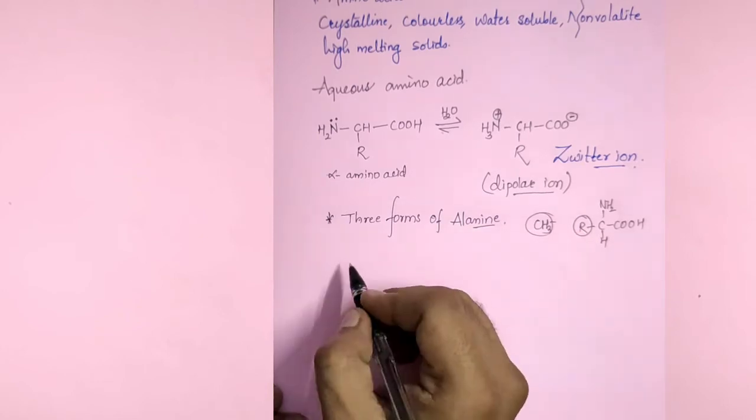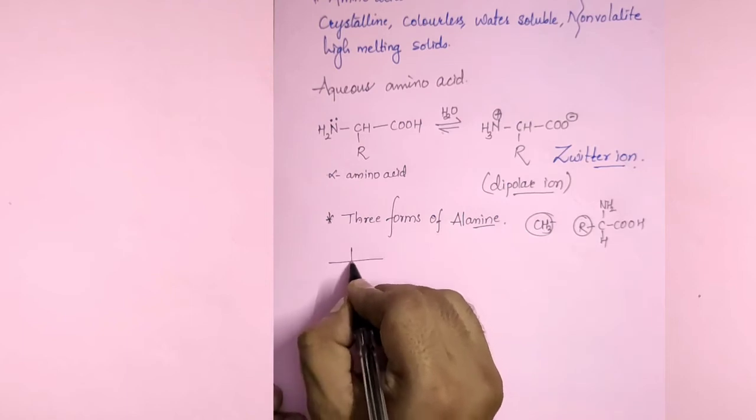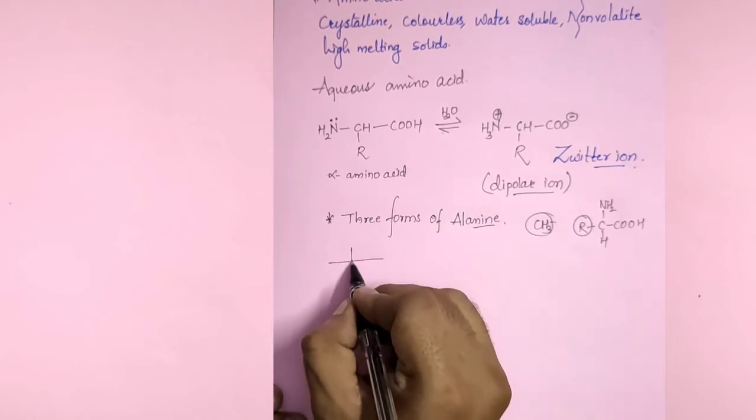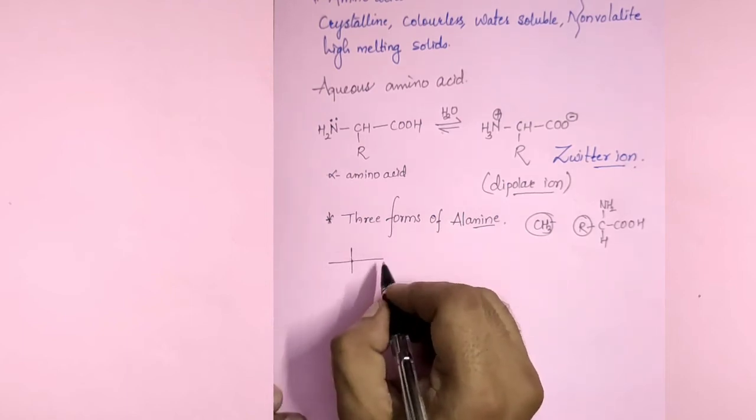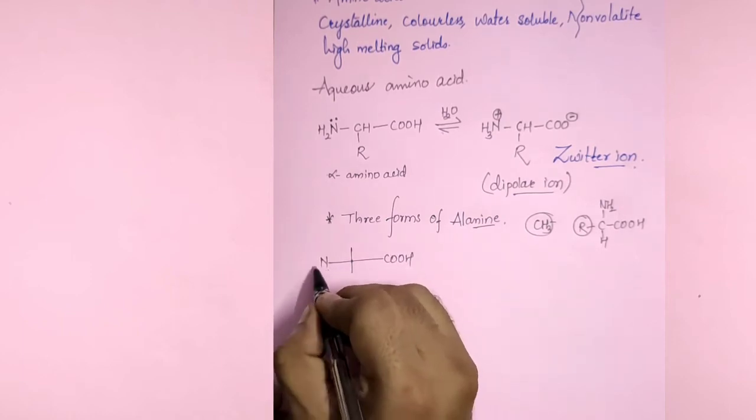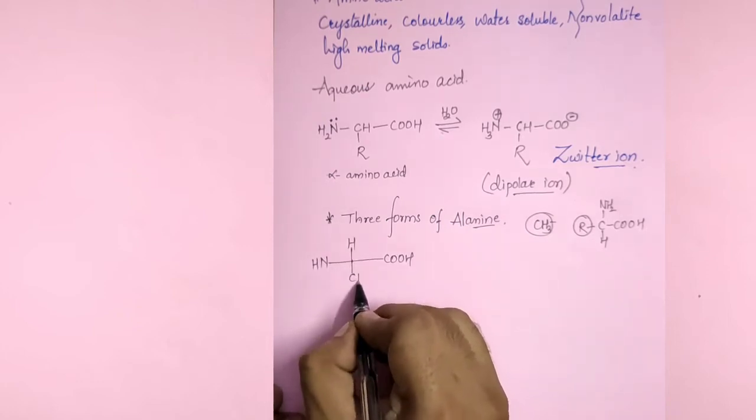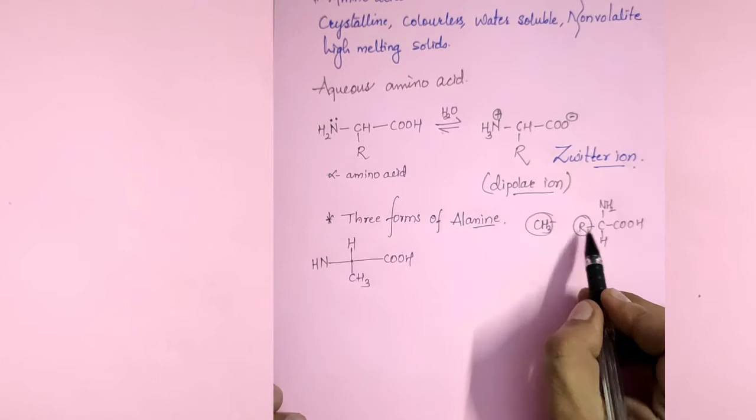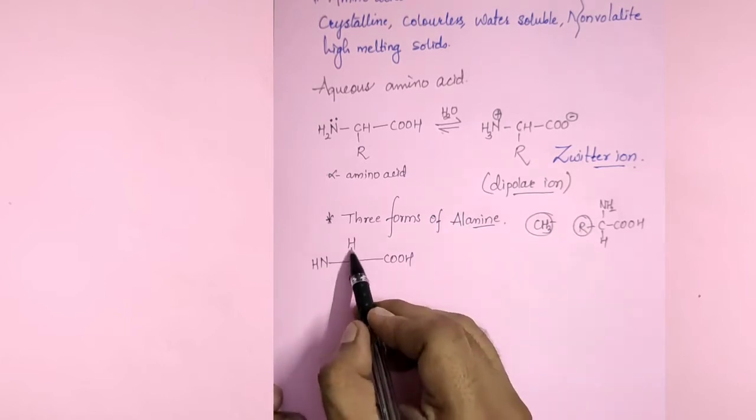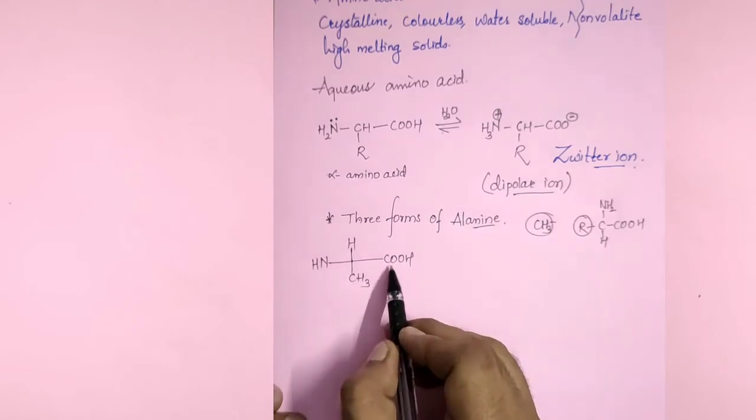I can draw the structure in any of the forms. So this intersection is represented as a carbon. This is the carbon and the substituents are over here. COOH, NH, the hydrogen, and this is methyl group. This R group is over here. The hydrogen is drawn on the top, and acidic functional group and NH2.